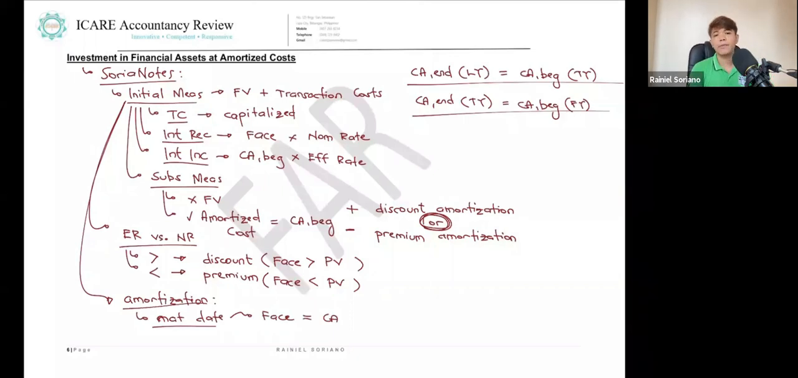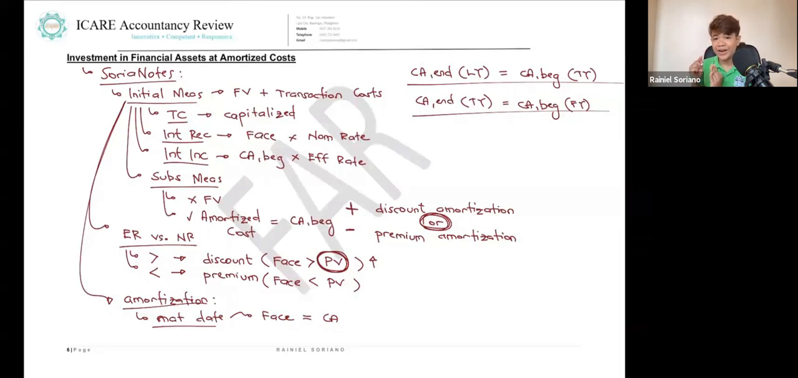Again, ang goal ng amortization is that at the end of the useful life or the life of the bonds, meaning at maturity date, yung face amount equal na siya sa carrying amount. Okay? Magagawa natin yan through amortization. Anong meron pag discount? Pag discount, mababa yung present value. So para ma-equate yan sa face amount, kailangan natin pataasin ang present value. Tama ba? That is why discount amortization is actually added. That's the reason behind that.